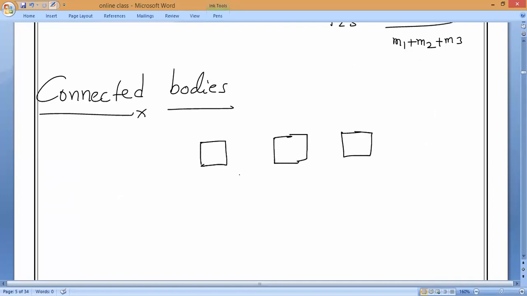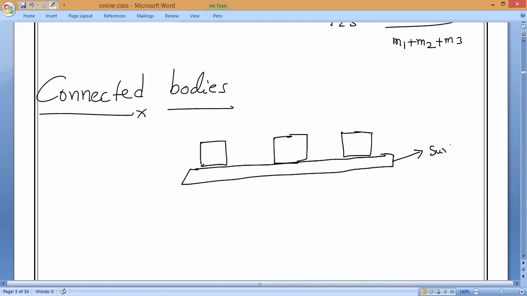Now, if you notice, I kept all of these on a particular surface and I am trying to pull the surface. Now all these three bodies are not in contact with each other, but all three are connected with the surface or not? Please respond. So bodies like these, what bodies can we call them? Connected bodies. Understand, everyone?